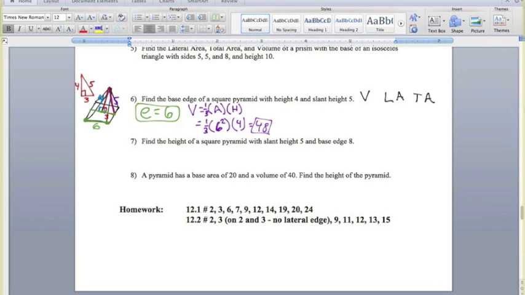Didn't they just say to find the base edge though? They did. That's why I'm taking this problem further, because your homework is going to ask you to do more than just that. So we want to practice what your homework is going to ask you to do. Are we ever going to use anything besides a square to do that? Yes, you could use something besides a square base, like in this lesson.